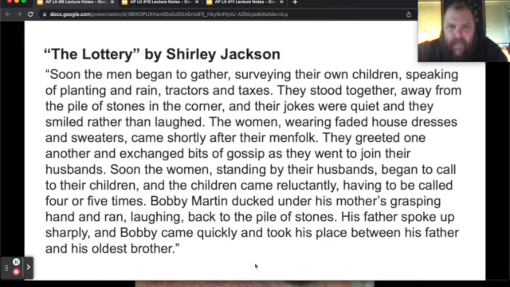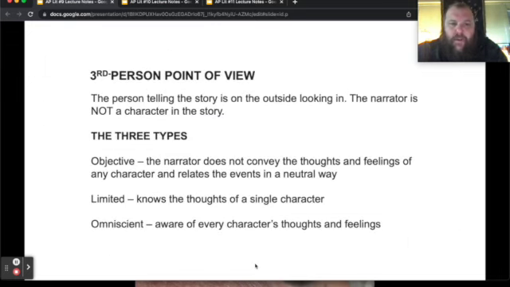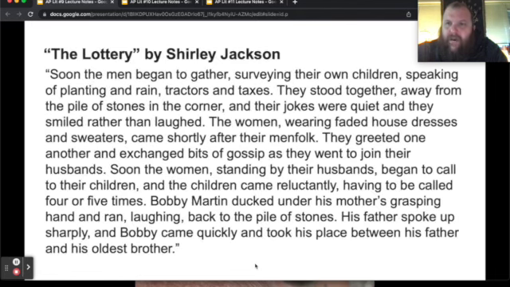Okay. I would actually ask you to pause for a moment. Look at this piece, examine it, and try and figure out what point of view this is written in. Is it third person? Again, let me go back. Third person objective, third person limited, or third person omniscient? And see what you think and why. Okay, go ahead and pause.